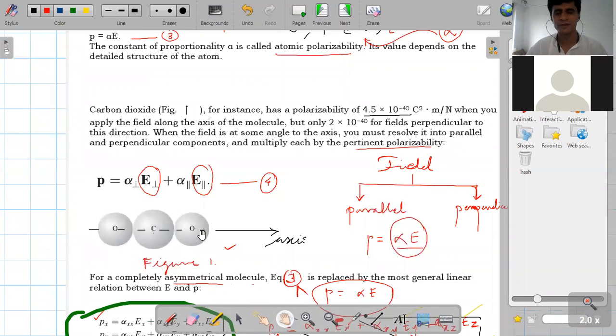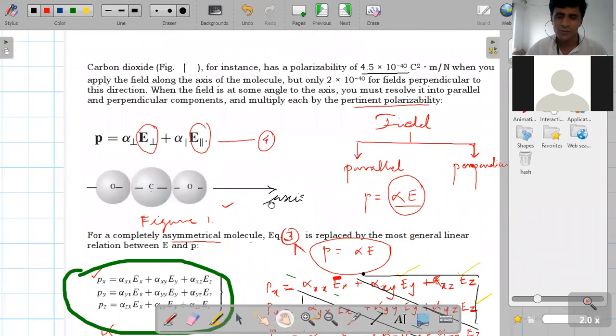Carbon dioxide molecule. In carbon dioxide, one carbon is situated at the center with 2 oxygens along the axis. Look, it is a linear axis. And in this case, into how many parts is the field divided? Into 2 parts: one is parallel and another one is perpendicular. Therefore for the carbon dioxide molecule, the dipole moment P can be written as equation number 4.